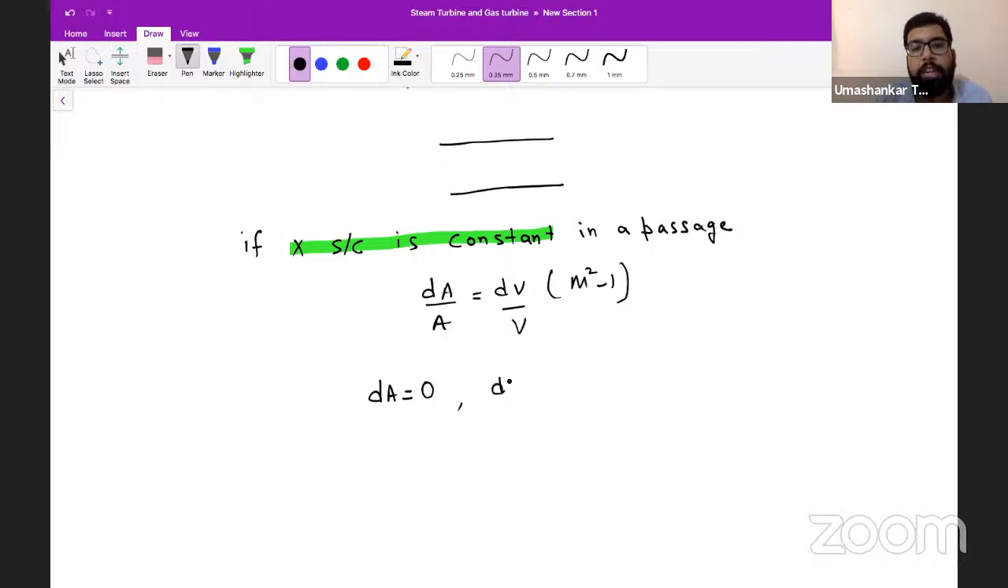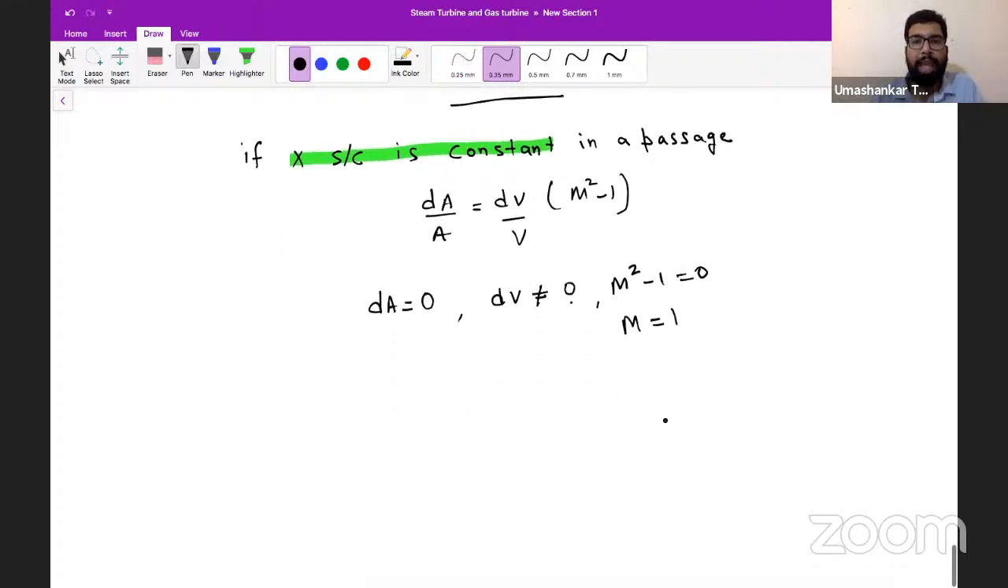So for dV not equal to 0, because if dV is equal to 0, the flow won't happen, since dV equal to 0 means the pressure is not changing. And we are all aware that in a passage, if pressure is not changing, flow won't happen. Yes or no? So if dV is not equal to 0, then M square minus 1 should be equal to 0 to satisfy this mathematics. So M should be equal to 1.